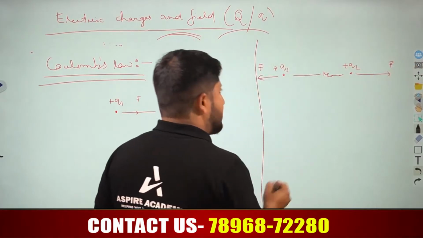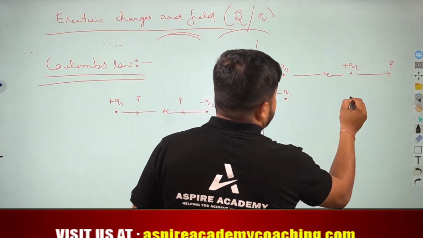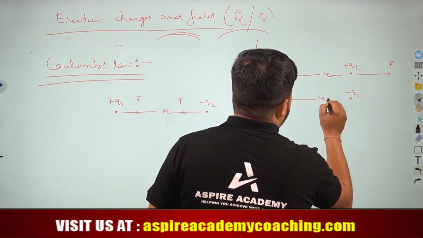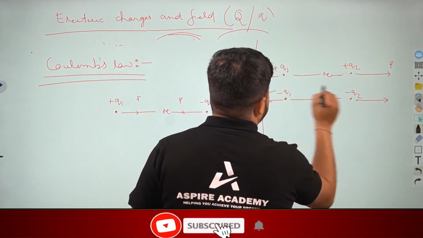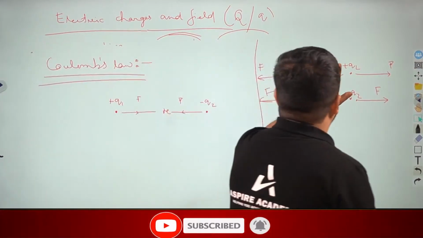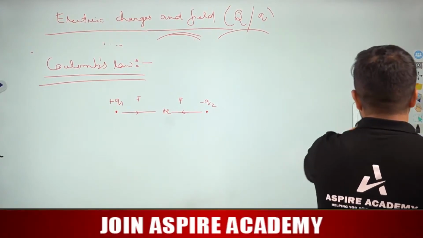This is the repulsive force. Similarly, suppose this is a negative charge Q1 and this is another negative charge Q2, with distance R between them. A repulsive force will be developed. In this case, suppose we take only one diagram.